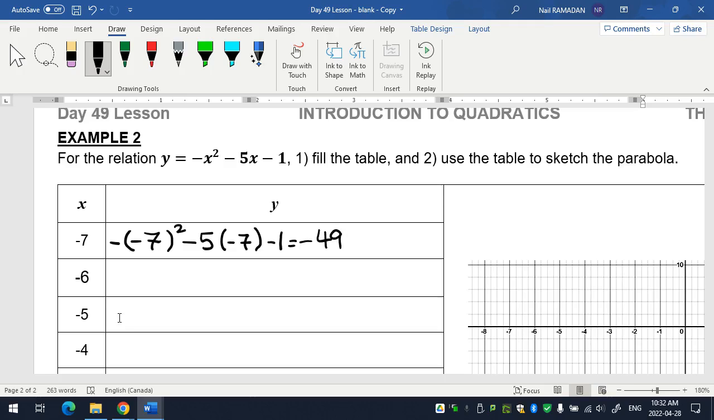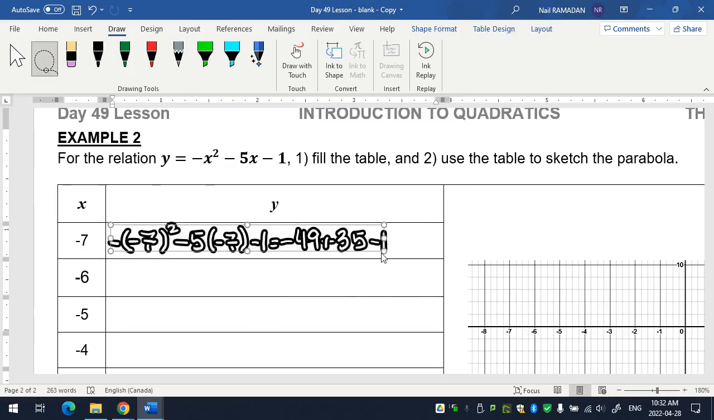Okay. What's a negative times a negative? Positive, yes. So positive what? What's 5 times 7? Anyone? 5 times 7. You have calculators and cell phones. 35. And then minus what?